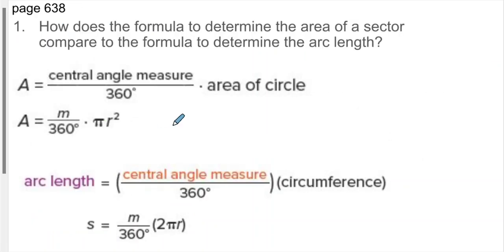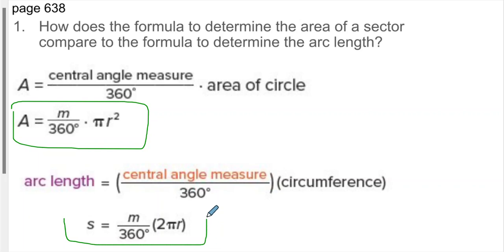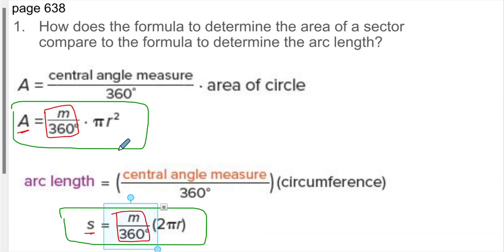If you recall from our last lesson on 9.1, this equation is very similar to the equation of an arc length. The only difference is that I'm finding area, not arc length. M over 360 is the same. That's just the fraction of the circle that the arc or sector represents. And then it's the equation for either area of the circle or circumference of the circle.